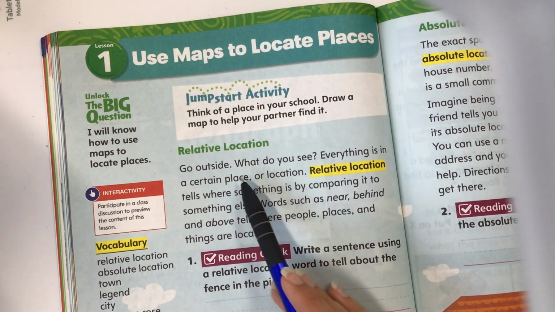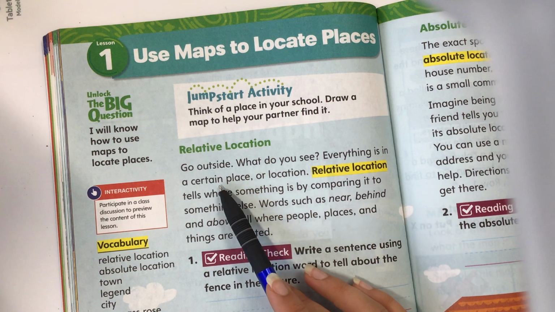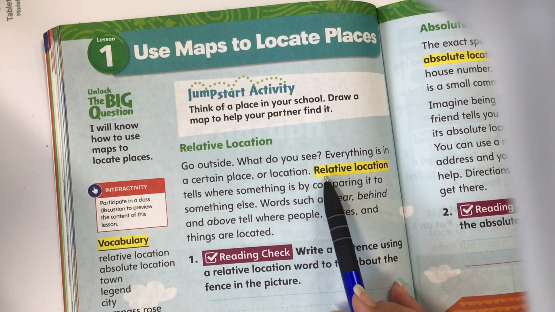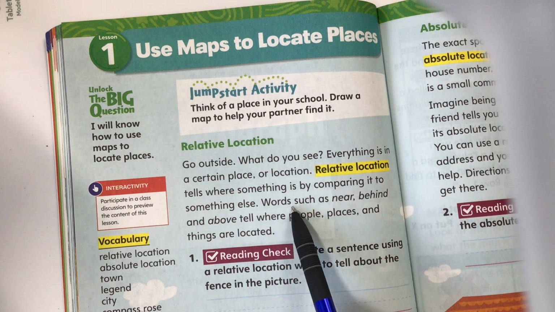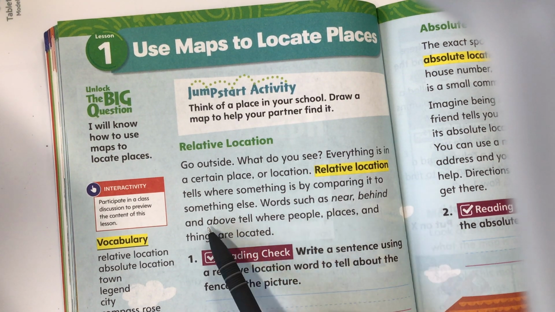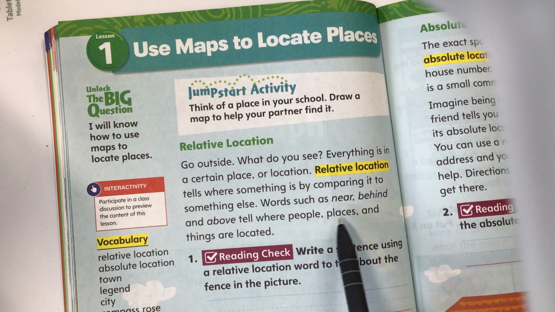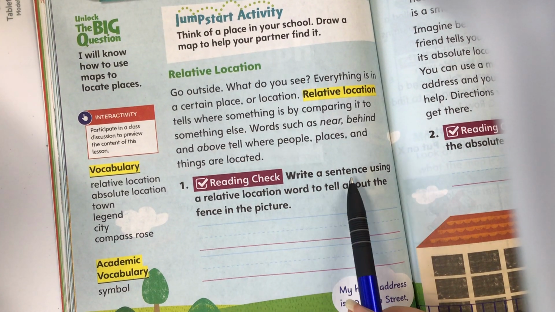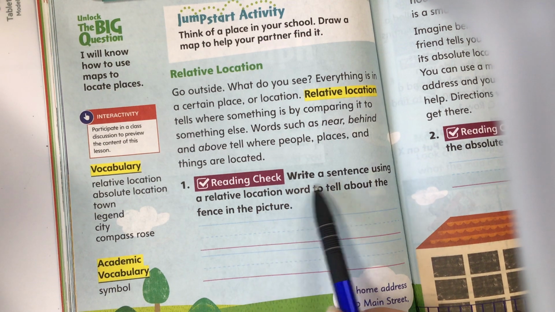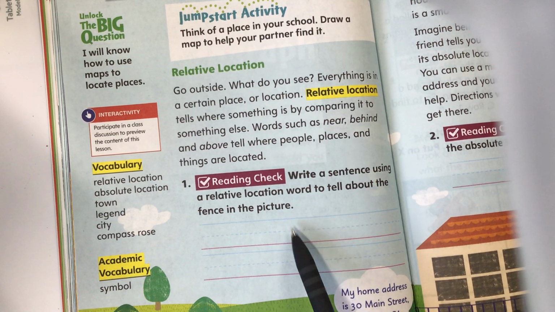Go outside. What do you see? Everything is in a certain place or location. Relative location tells where something is by comparing it to something else. Words such as near, behind, and above tell where people, places, and things are located. Reading check. Write a sentence using a relative location word to tell about the fence in the picture.